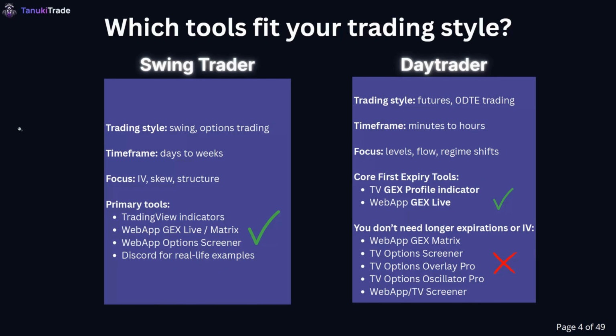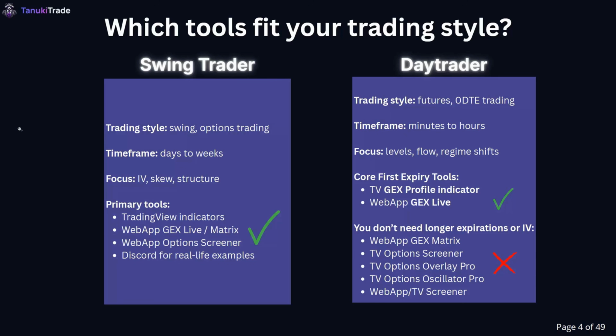Usually the day traders are trading with ES or NQ futures or the 0DTE strategies with options on SPX or SPY, or whichever ETF someone chooses. So the time frame usually is minutes to hours. The focus is mostly on GEX levels, the flow, and the regime shifts. The most important thing for these types of traders is to use our tools in the first expiry, so 0DTE, and I will show you how to do that in the TradingView GEX Profile Indicator and the Webapp GEX Live.